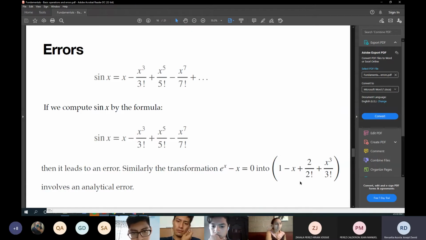So we go back to what we said: we also have analytical errors, because we see that this approximation is not even close to this approximation, right? So this is something very important to understand. Do you have any questions about this type of errors?